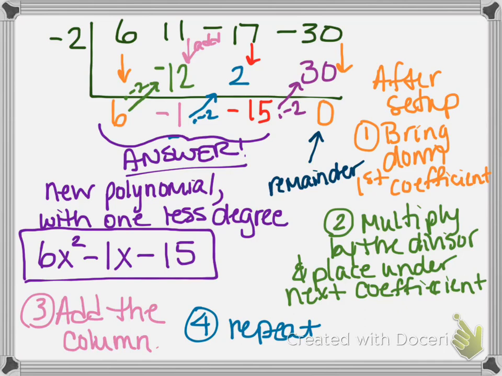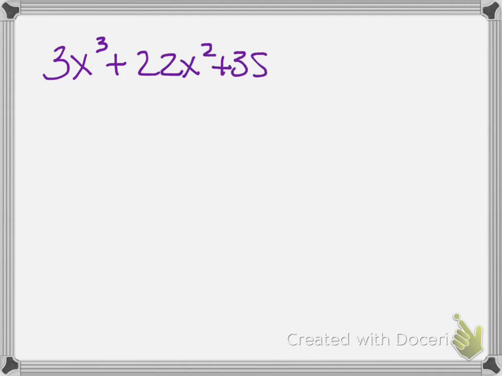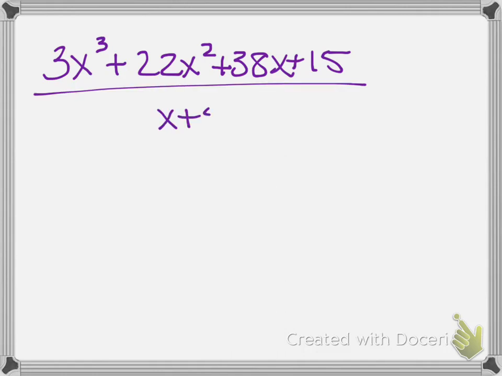So again, I would like you to try that same problem from before. You're going to do the same thing I did: 3x to the third plus 22x squared plus 38x plus 15 divided by x plus 5. This is the you try. Just like I got the same answer for long division and synthetic division, you should get the same answer for both. Just try it out. You'll get full credit for giving it some thought and some effort.